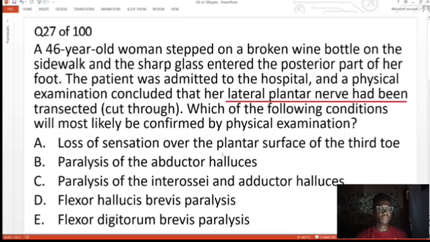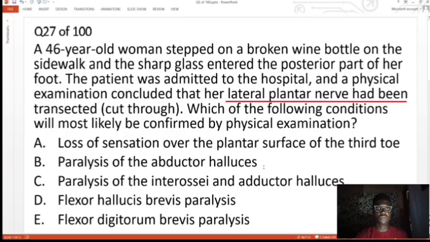So loss of sensation over the plantar surface of the third toe. The third toe is innervated by the medial plantar nerve. So it is not correct here. So don't forget first, second, third toe, and then medial half of the fourth toe. Lateral plantar nerve, lateral half of that fourth toe, and the fifth toe. So the plantar surface of the third toe is innervated by the medial plantar nerve. It is not correct. Paralysis of the abductor hallucis.